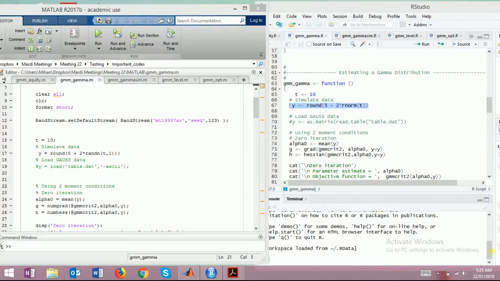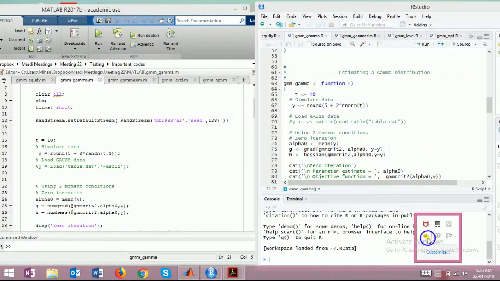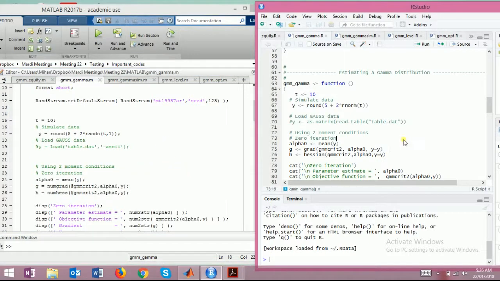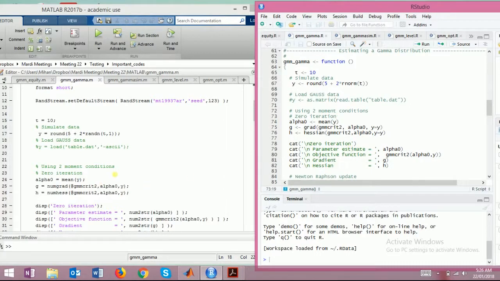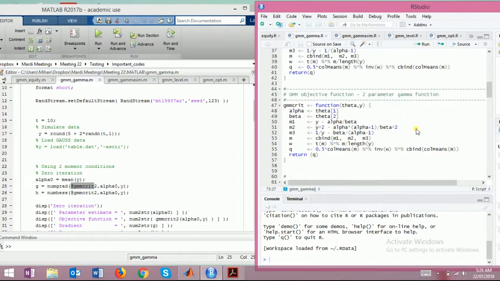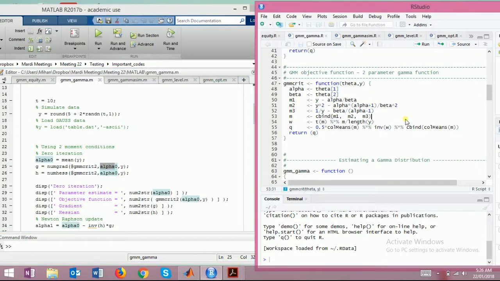So the round function is round, then the random number generated with rnorm, and we have y. Then we estimate alpha with only y. We don't have any other variables, we don't need any other variables. At iteration 0, alpha naught is the mean of y, and g is the numeric gradient estimated from our function, and our input was y.